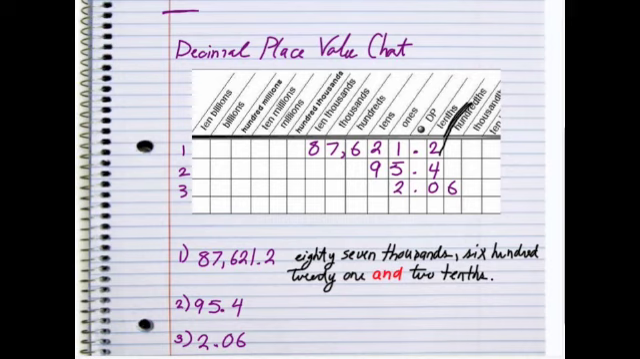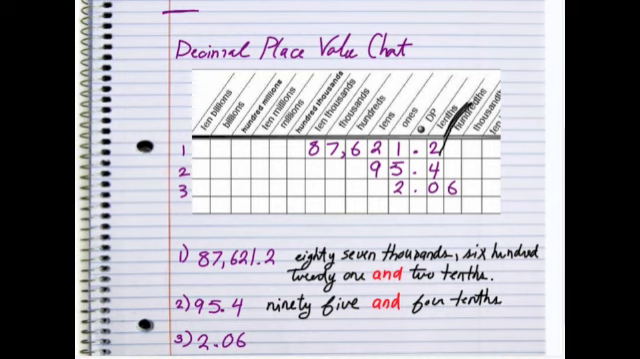So the next number is 95 and 4/10. So we write that out. 95 and 4/10.